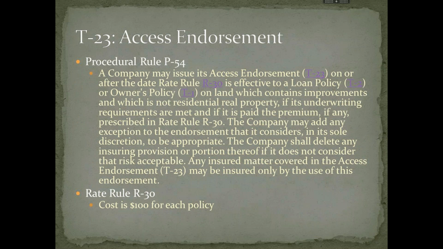Now, as far as the access endorsement itself is concerned, it's really discussed in procedural rule P54. It's really just saying, again, what we went over before. We need to have a survey that shows the street name. We need to have a survey that shows that there's clear access to that street. And rate rule R30 says that the cost for these endorsements is $100 for each policy, right? So if you're being asked to issue one on the owner's policy and one on the loan policy, you'd collect it twice, right? One for the owners, one for the loan. Again, this is another endorsement where it needs to be on a non-residential policy as well. It cannot be residential real property. So contiguity endorsement, access endorsement, they can't be on residential real property.